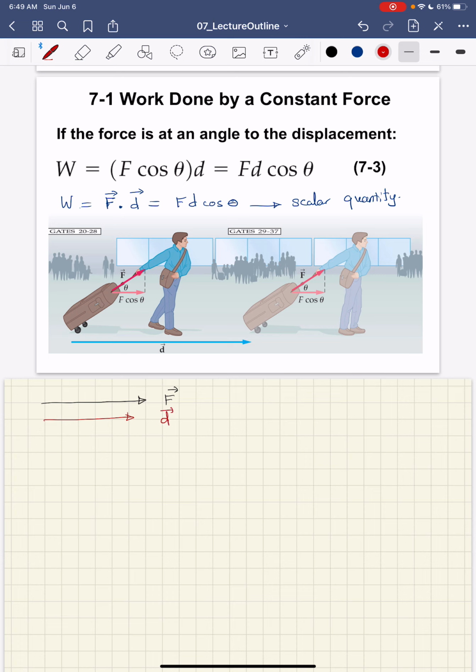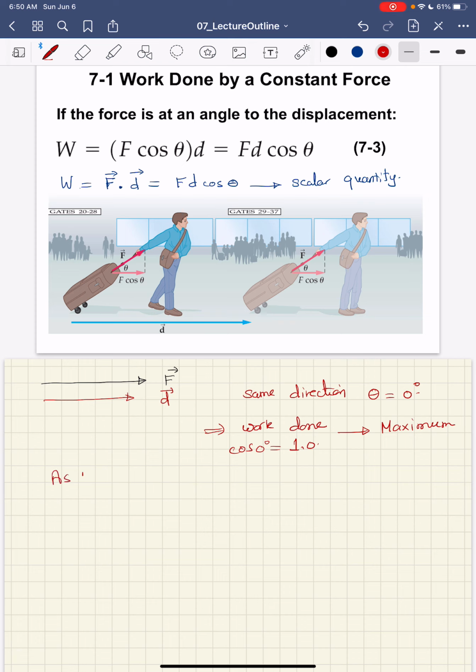Now here, I will say they are in the same direction, and when they are in the same direction, theta is 0, and the work done is going to be the maximum. Why the maximum? Because cosine 0 is 1.